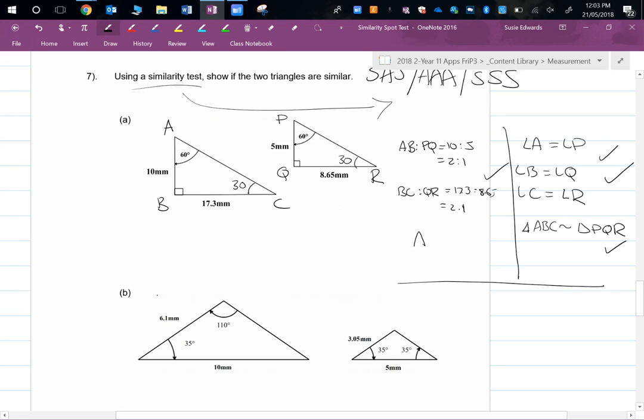And for the angle, you needed to make sure that you talked about angle B is equal to angle Q, or you need to say that the 2 angles were 90 degrees. You can't use the angle which is 60. Why not? Because it's not in between them. So if you talked about angle 60, you didn't get a mark. You needed to talk about the angle 90 because it's between the 2 sides.